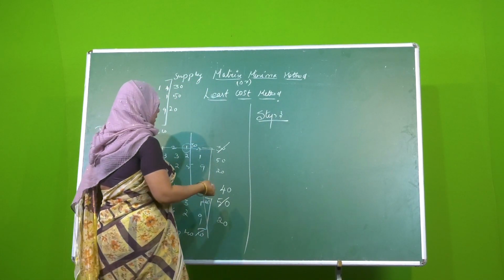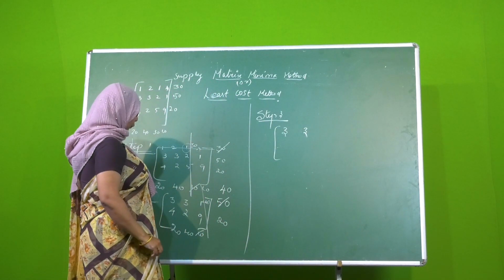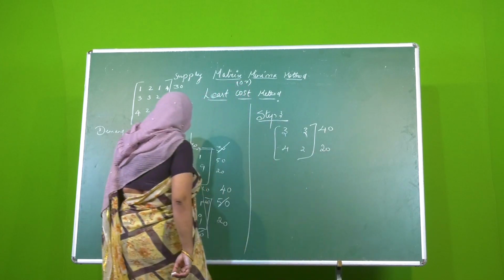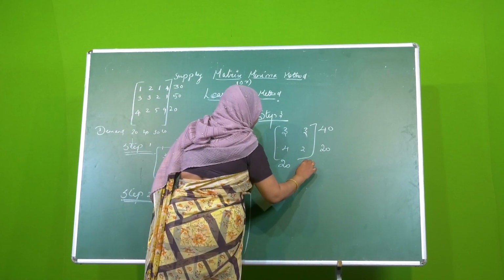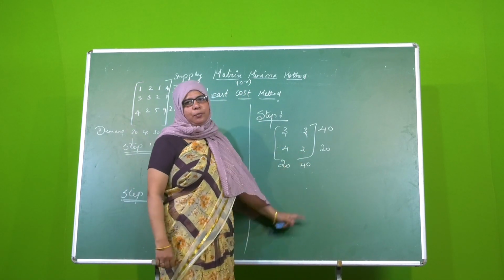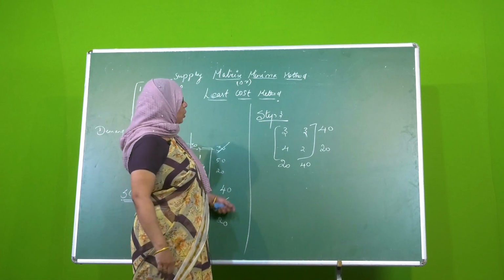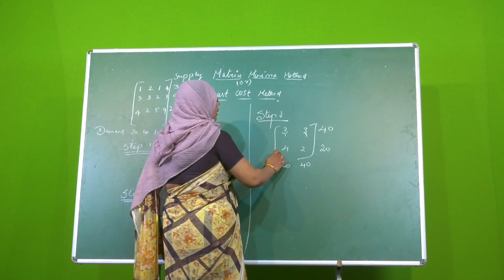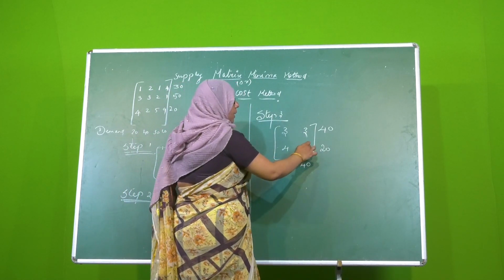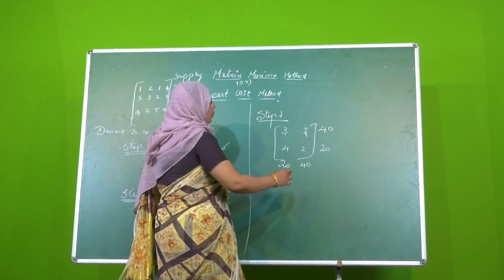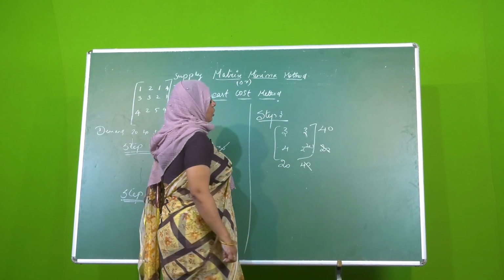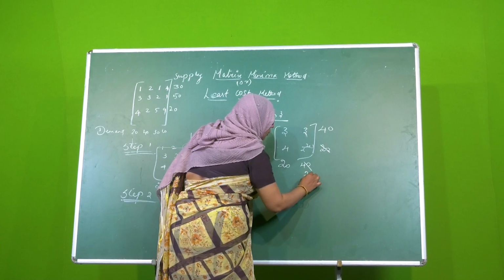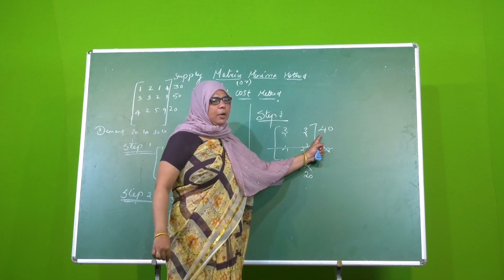In step 3, the remaining elements are 3, 3, 4, 2, so the supply is 40, 20 and the demand is 20, 40. 40 plus 20 is 60 and 20 plus 40 is 60. So the problem is balanced. In this step, what is the minimum element? Obviously 2 is the minimum element. It occurs in the second row and second column. The row element is 20 and the column element is 40. So we allocate 20. 40 minus 20 is 20. The row vanished because the 20 is exhausted.